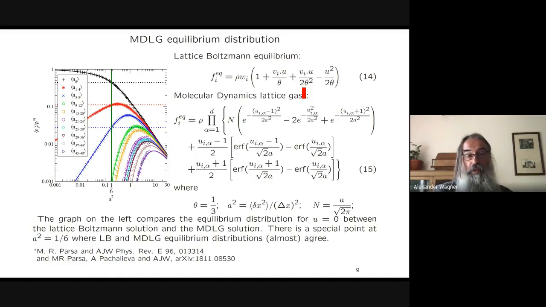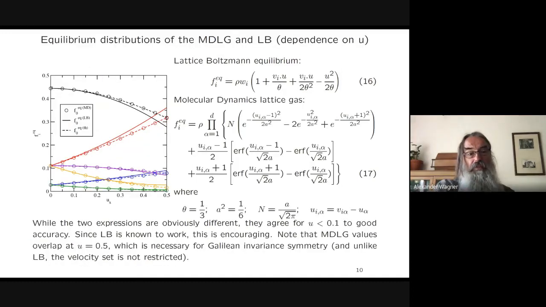Okay, so this is very nice because it tells us that we can make a direct connection to the typical equilibrium distribution that Lattice-Boltzmann uses, and this coarse graining of molecular dynamics simulation. Now, this, of course, is only at u equals 0. Now let's look, how does this behave for different u's at this particular value? And here you can see the different occupation numbers for different velocities. And you see that for small enough u, so u up to, say, 0.1, they agree well.